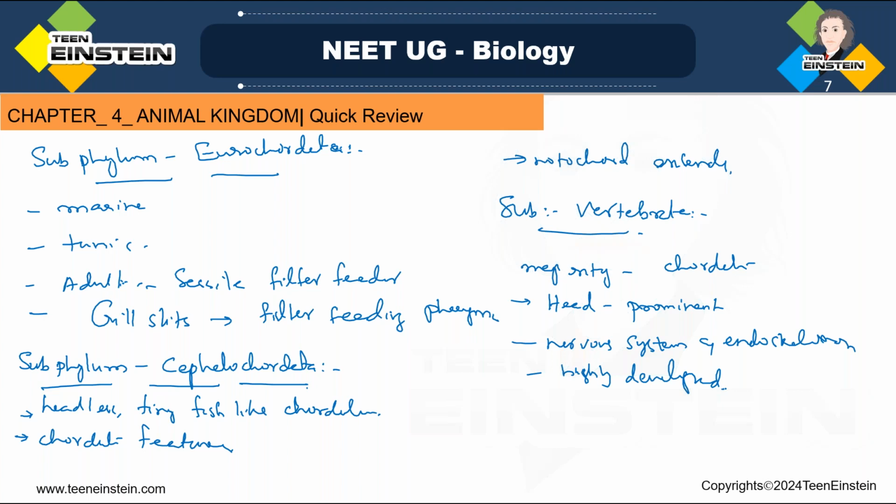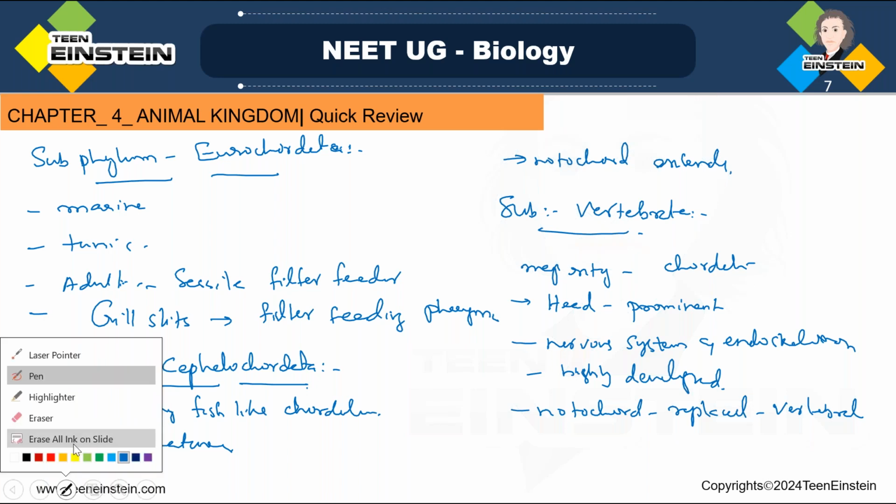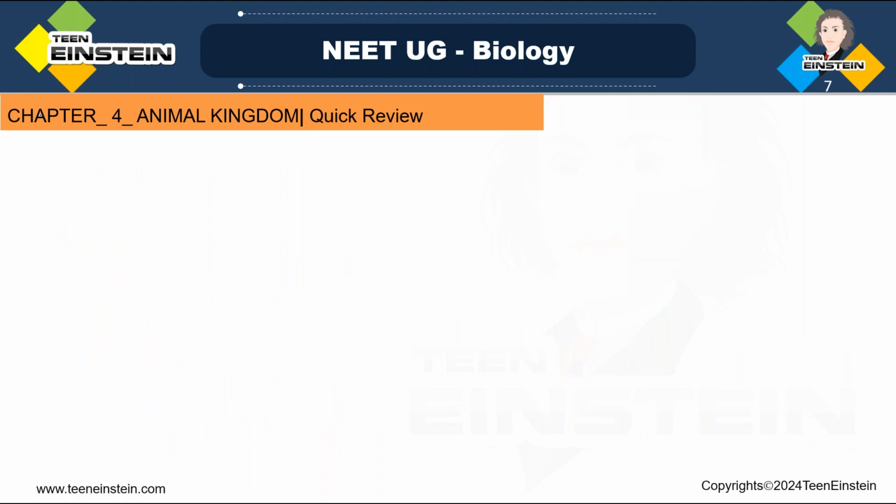The notochord is getting replaced by the jointed vertebral column, and two pairs of appendages or limbs are present here. And mammals, which belong to them, will present some unique features.